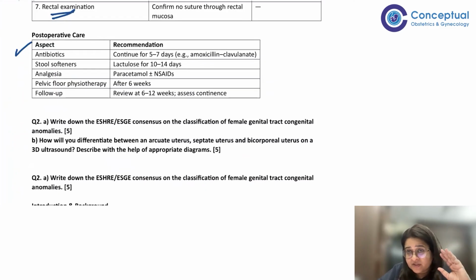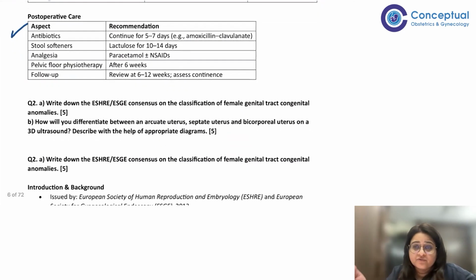Advise the patient to have abstinence, not to have constipation, and assess the continence at 6 to 12 weeks, right? And of course, future planning of deliveries should be explained to her. So that is the first question.